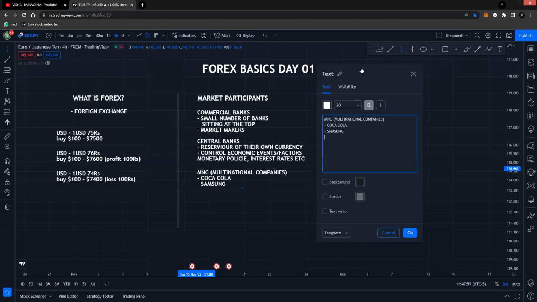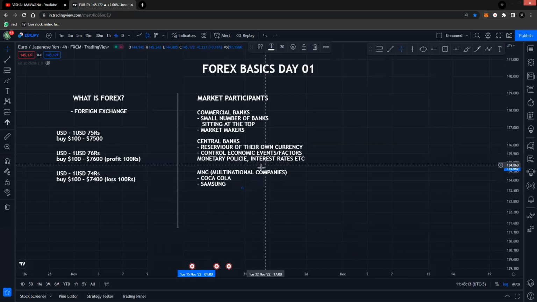Now, as the value goes higher, definitely the market moves, right? There is a movement in the market. There is a fluctuation in the rates, right? This is how all these MNCs participate in the foreign exchange markets.